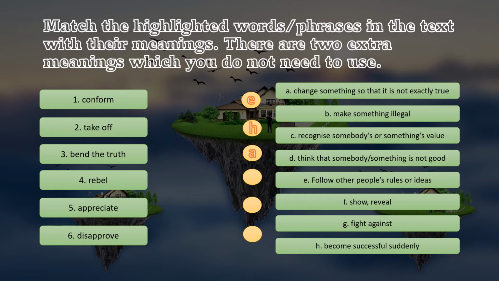Let's look at number 4. Rebel. The answer is G. Fight against. Number 5. Appreciate. The answer is C. Recognize somebody's or something's value. Number 6. Disapprove. The answer is D. Think that somebody or something is not good.